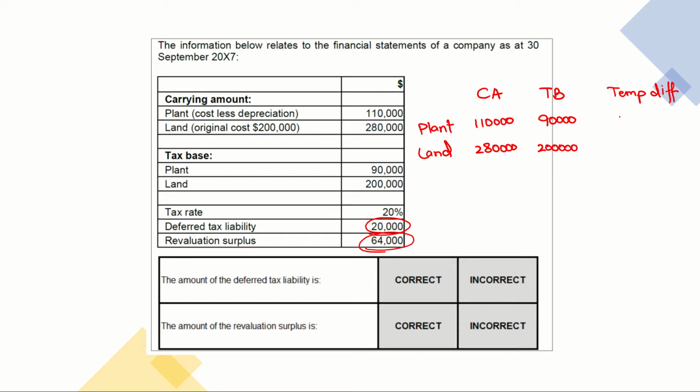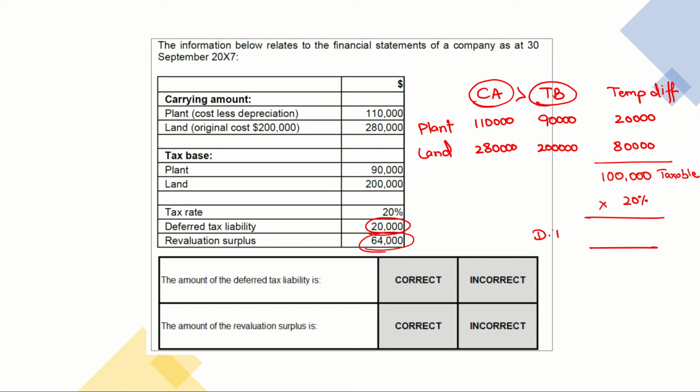So the difference between these two is 20,000 in the case of the plant and 80,000 in the case of the land. Now in both of these cases, you can observe that the carrying amount is greater than the tax base. We have learned in our class that whenever the carrying amount for any asset is greater than its tax basis, the difference that we have over here, which is 100,000, is going to be a taxable difference. And when I multiply the taxable difference by the tax rate, which is 20%, I get a deferred tax liability of 20,000, which means that the first statement is absolutely correct, because they have done the same calculation, which is 20,000 for the deferred tax liability.